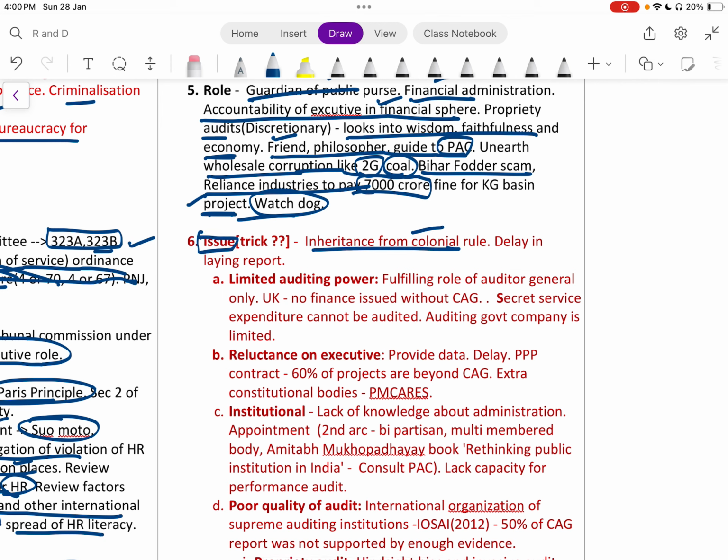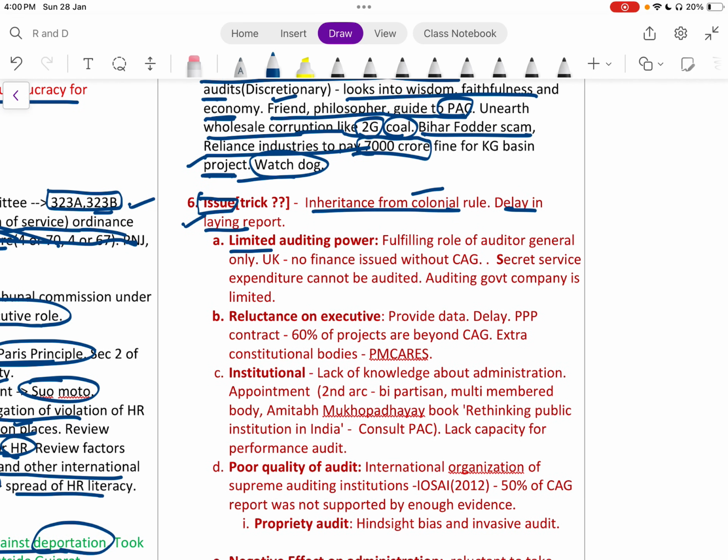Inheritance from the colonial era, delay in laying the report. Limited auditing power, fulfilling the role of Auditor General only, while control is a propriety audit, which is not being done. In the UK, no finance is issued without the CAG's approval, whereas in India it is a post facto audit. Secret Service expenditure cannot be audited, which is a difficult thing.